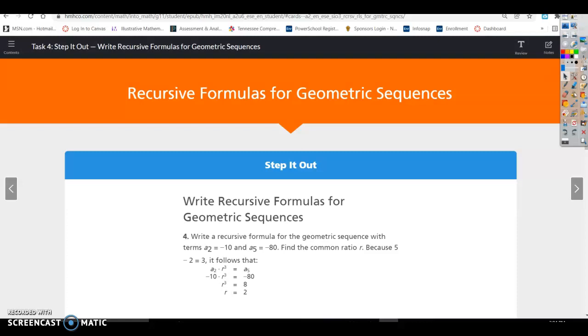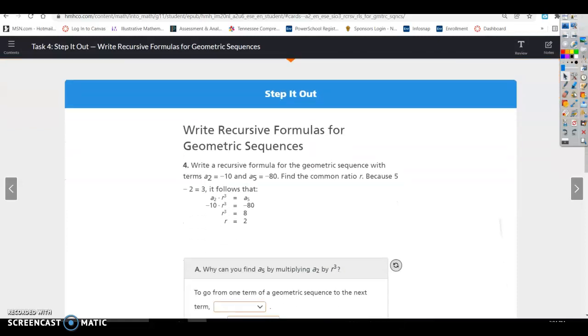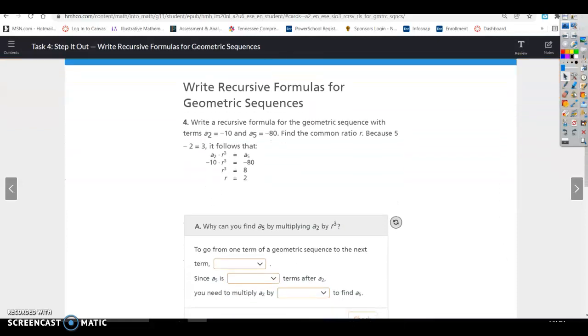Lesson 14.2, Task 4, Recursive Formulas for Geometric Sequences. Write recursive formulas for geometric sequences. Write a recursive formula for the geometric sequence with a sub 2, your second term, is -10, and a sub 5, or your fifth term, is -80. Find the common ratio r because 5 minus 2 equals 3.